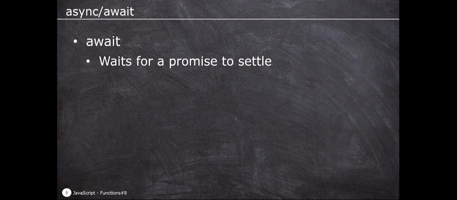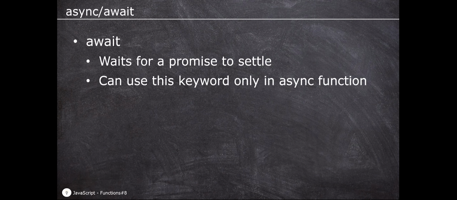Now we will look at the await keyword. We use the await keyword to wait for a promise to settle. In other words, it pauses the execution of the async function until the promise settles. We can use this keyword only inside an async function. If we try to use it outside the function, JavaScript throws an error. Let's have a look at the code.